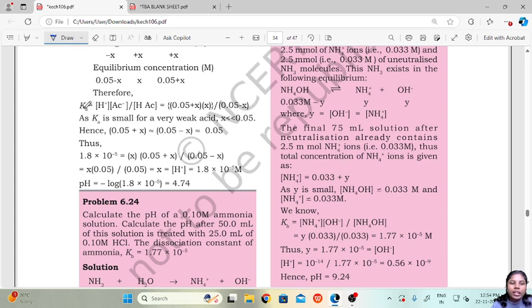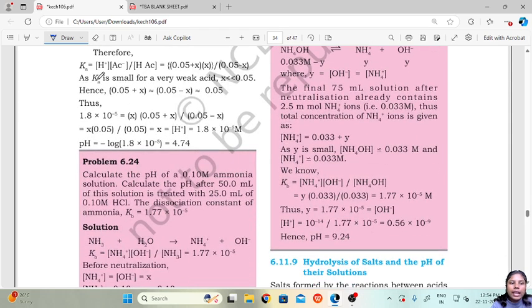Therefore, if we have to write the equilibrium constant over here, we will write it as H plus over acetic acid. Substituting those values, since Ka is very small for a weak acid, the X value is going to be less than 0.05. Thus we can say that 0.05 plus X is approximately equal to 0.05.